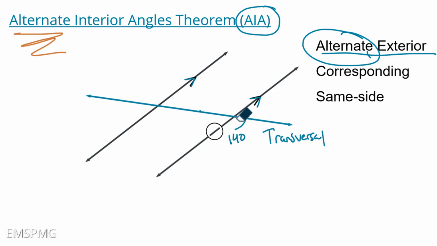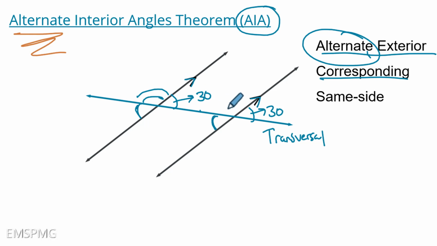Then let's check out the corresponding angles. Corresponding means that it's on the same side of the transversal and they're pointing in the same direction. So they're pointing that way. Does that make sense? So if this was 30, then this would also be 30. And there's a bunch of other corresponding angles. So you see another one here. This angle and this angle are corresponding. This angle and this angle are corresponding.